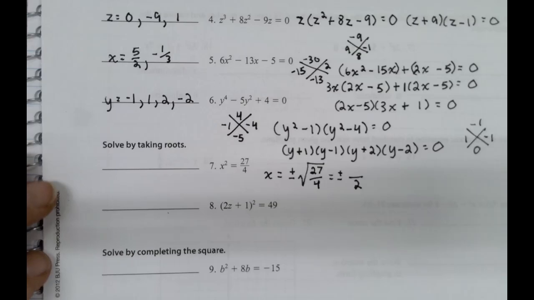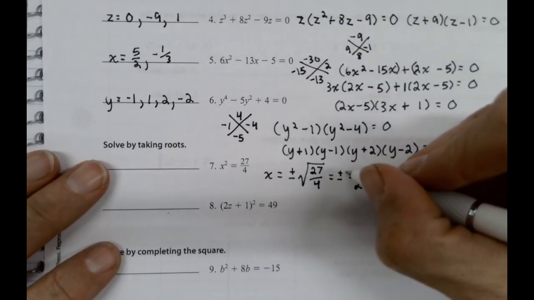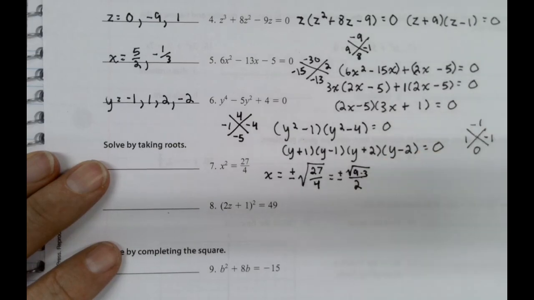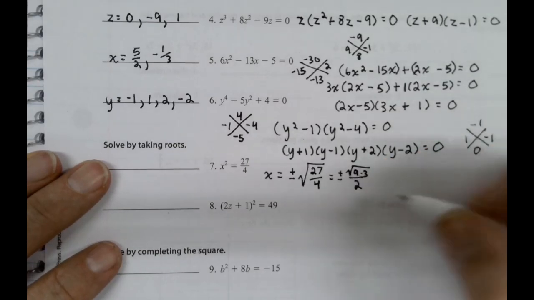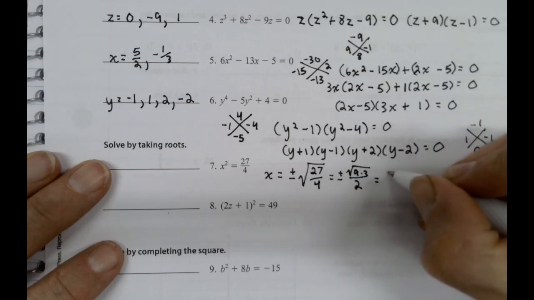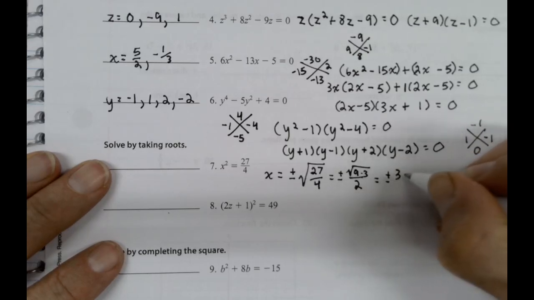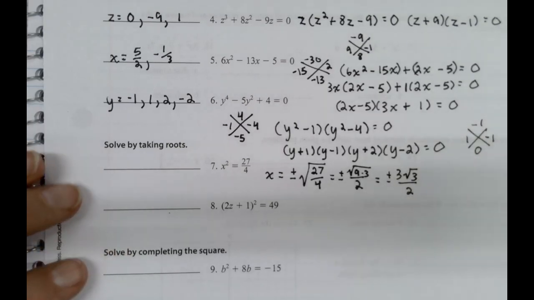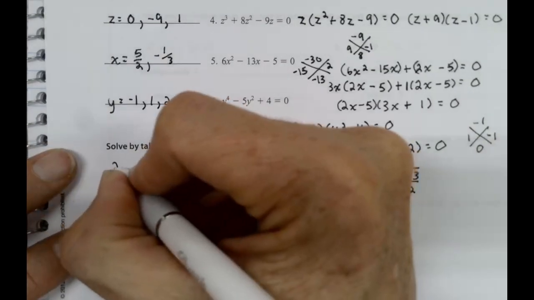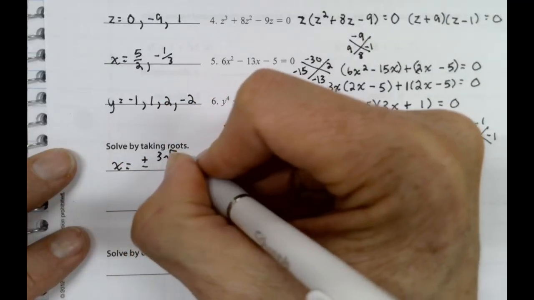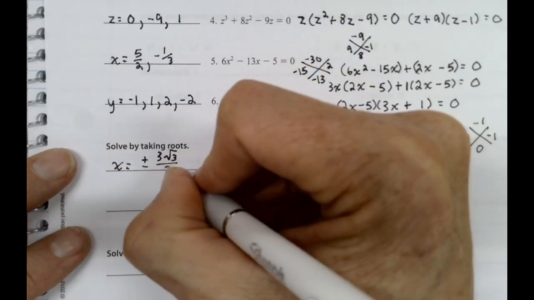Tricky thing about 27 is 27 does have a perfect square. 27 is the same as 9 times 3. 9 is a perfect square, so I can take the square root of that and pull it out in front, and I'll get 3 square root 3 over 2, and there's my two answers right there. x is going to be plus or minus 3 square root 3 over 2.